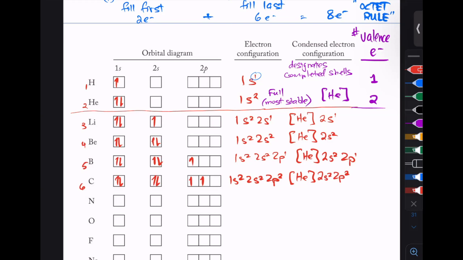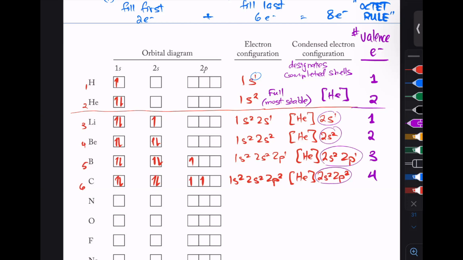Now let me go back in and fill in the valence electrons. How many valence electrons are there for lithium? There's just 1. How many for beryllium? 2, 3, 4. So why use the condensed form? Well, the condensed form is nice because, 1, when you get to larger atoms, it saves you a lot to have to write down. But it also just highlights the valence electrons.